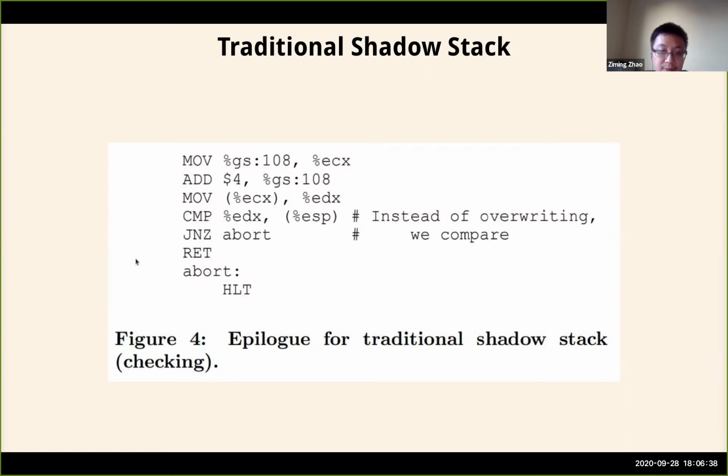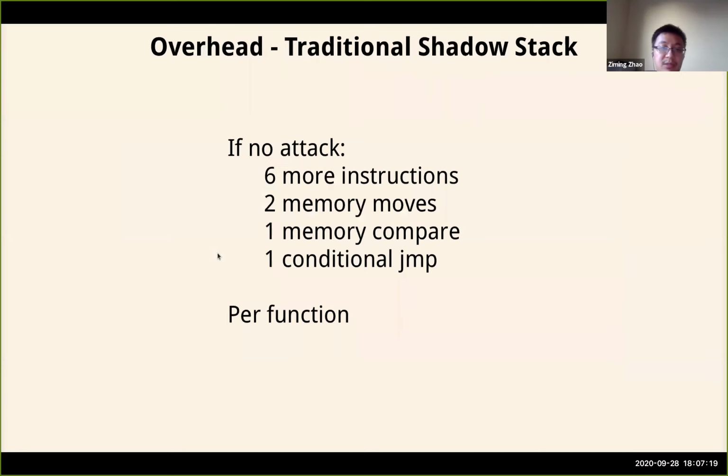So here is another approach. Instead of overwrite, we can just check those addresses. If they don't match, we just exit. We just crash the program. It's the same thing. We move the return address on the shadow stack to EDX. Then we just compare EDX with whatever is stored on the original stack. Jump non-zero means they are not equal. If they are not the same, we just halt the program. That's it. If they are the same, then we return. So this is basically how we implement shadow stack.